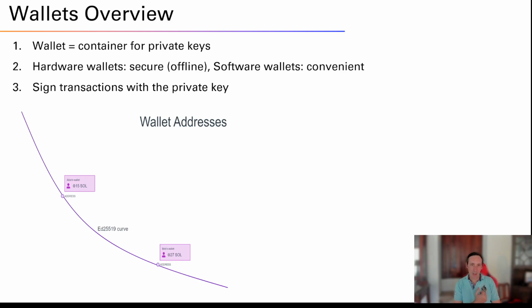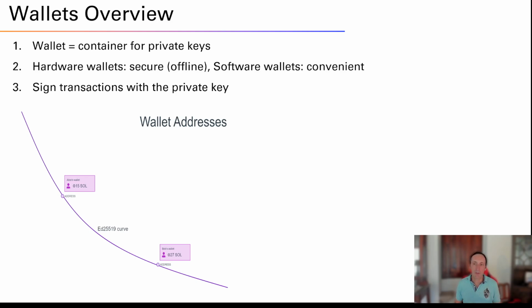So wallets. A wallet is more than just an interface for a blockchain. It's a container for private keys, and it handles the critical tasks like signing transactions. So remember, as I just described, your private key. Simply put, a wallet contains your private keys, and it's responsible for authorizing the transactions. There are a few types of different wallets.